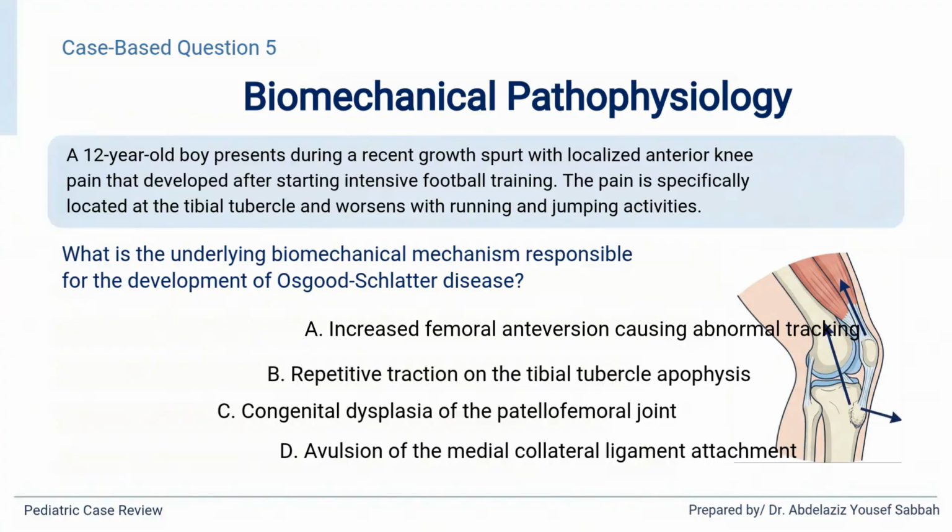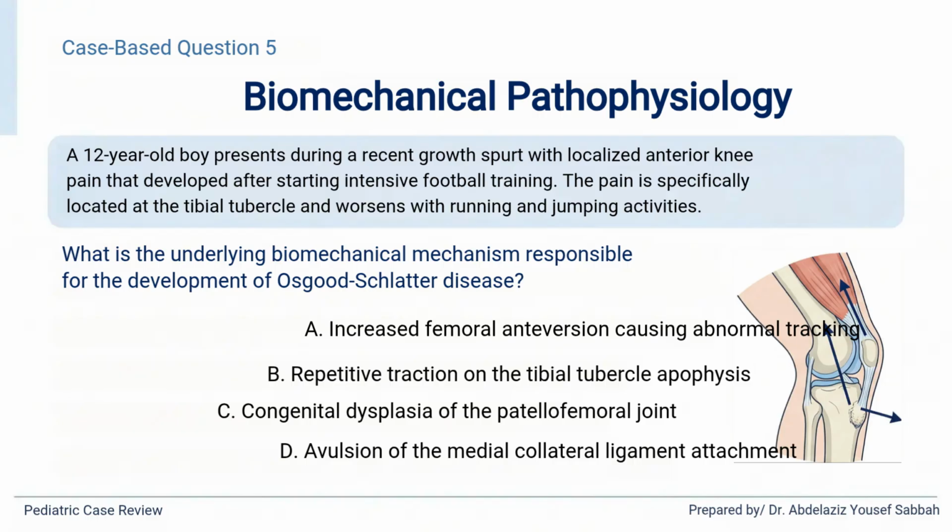Case 5. Biomechanical pathophysiology. A 12-year-old boy presents during a recent growth spurt with localized anterior knee pain that developed after starting intensive football training. The pain is specifically located at the tibial tubercle and worsens with running and jumping activities. What is the underlying biomechanical mechanism responsible for the development of Osgood-Schlatter disease? Option A. Increased femoral anteversion causing abnormal tracking.